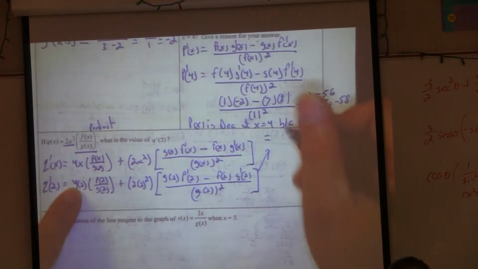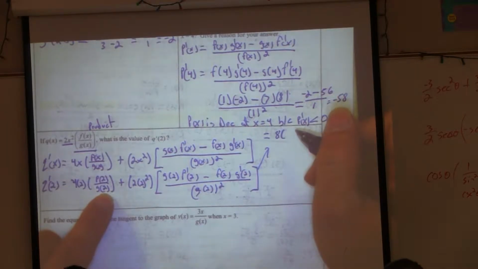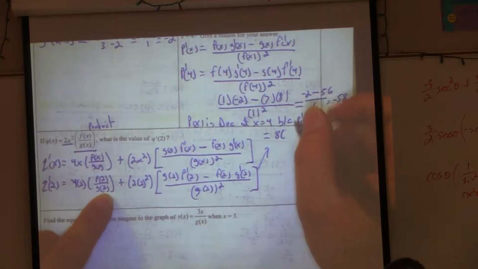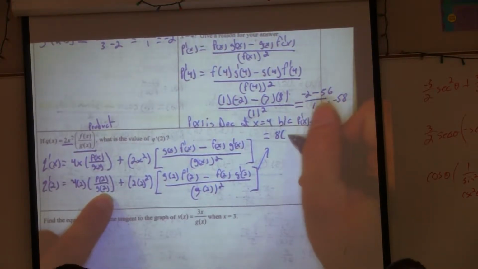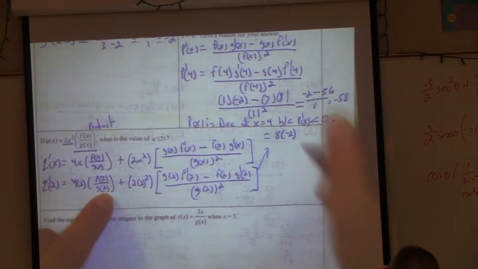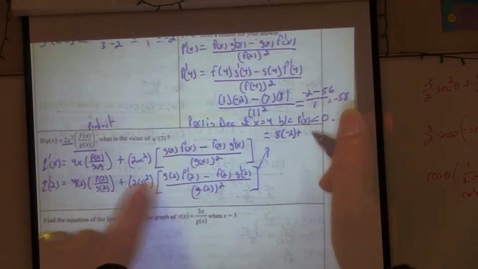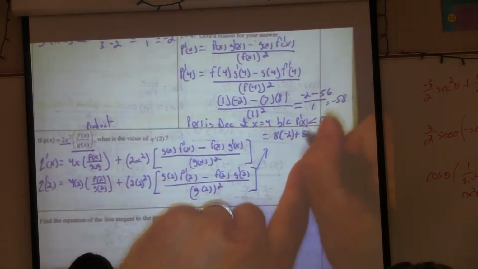What's 4 times 2? 8 times f of 2 divided by g of 2. What's f of 2? 2. G of 2? Negative 1. So 2 over negative 1? Negative 2. Can I just write it like that? Plus 2 squared? 4. 4 times 2? 8. 8 times.